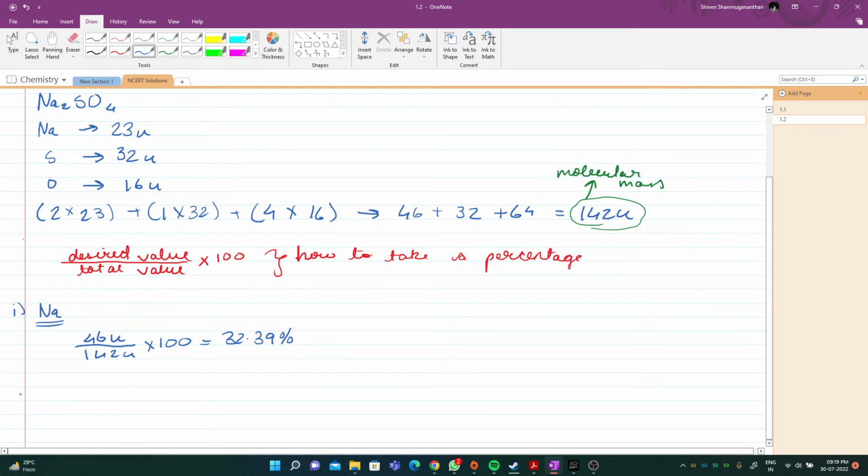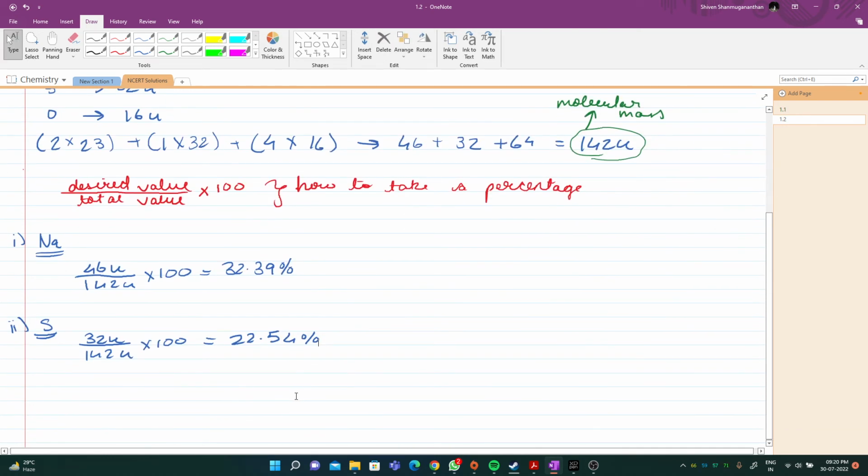We go to the second one, which is sulfur. Now we have one atom of sulfur in sodium sulfate, which is 32 U. So 32 U by 142 U into 100. Now this should fetch you 22.54%.